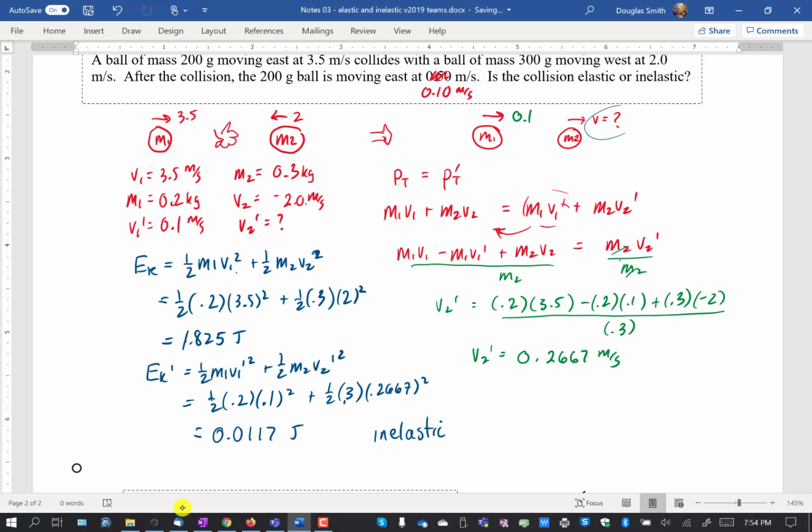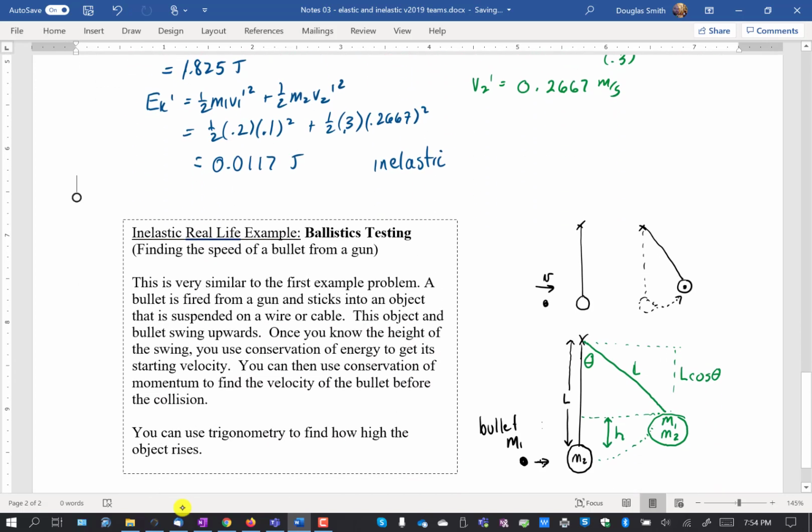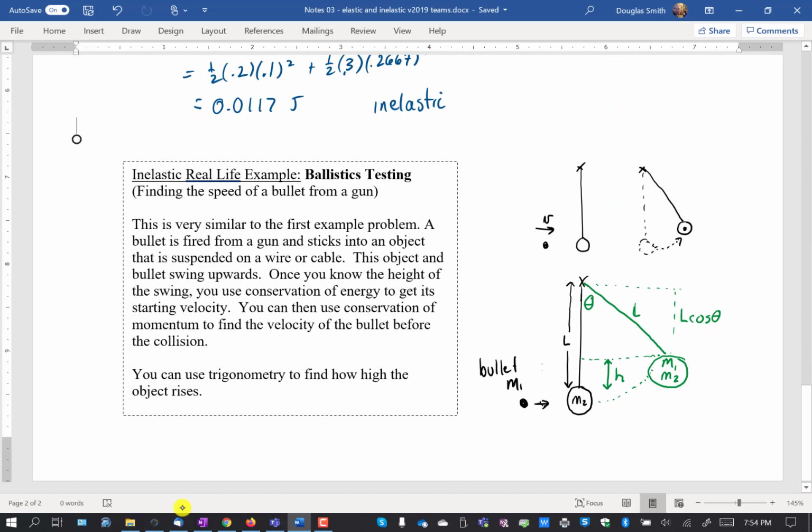Okay, last example. I won't do the full example, but I'll show you how it kind of works. This is a real life example. This is how they do ballistics testing. This is one way they test how fast bullets fire from guns. They'll have a gun here, and the gun will shoot a bullet, and the bullet's gonna hit this blob. It's gonna be something that allows the bullet to go into it, like a heavy piece of wood. And that wood is hanging off a ceiling using some kind of cable or wire. And then once the bullet is embedded into that wood, it swings up kind of like a pendulum.